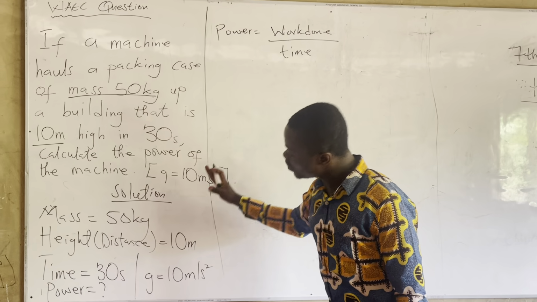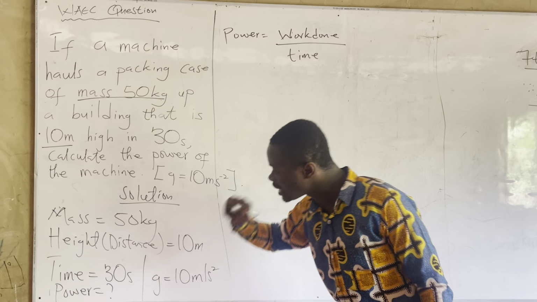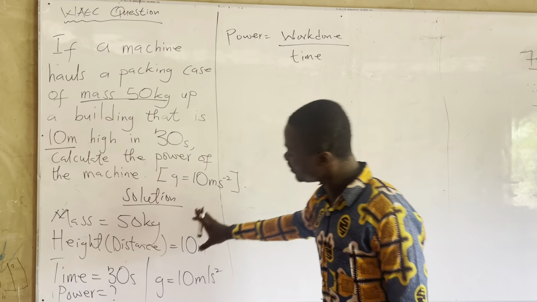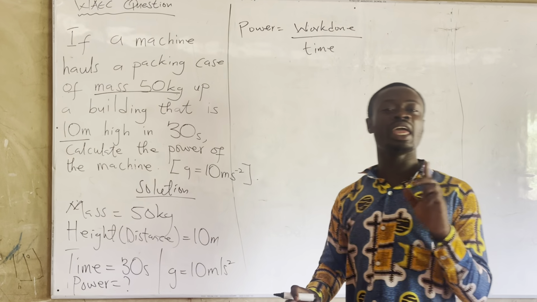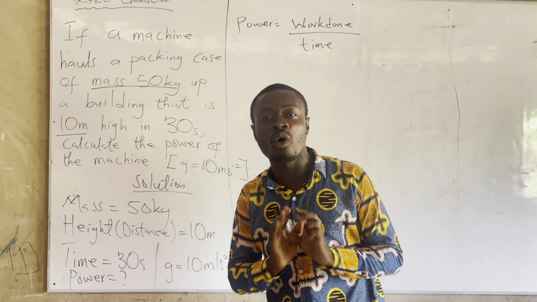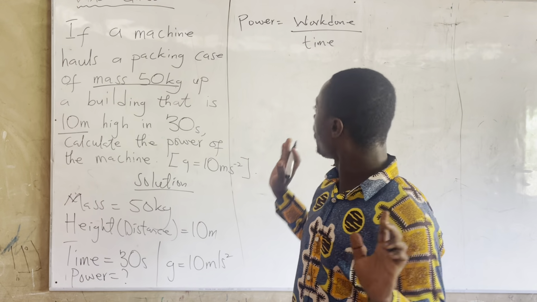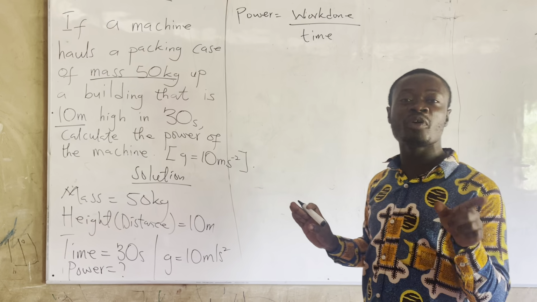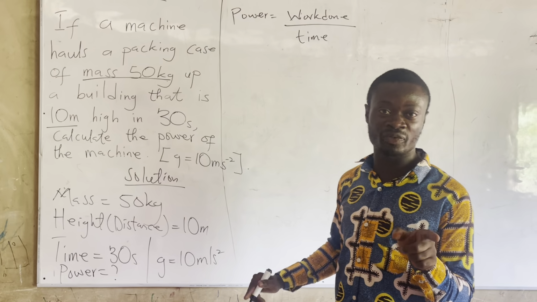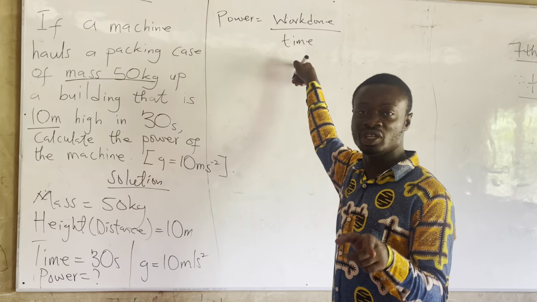So let's see, is work done in the question from the information that we gathered? Let's see if we can find work done in the question. So there is no work done here. So it means we should go and solve for work done first, because we know that power is equal to work done over time taken. But there is no work done here. Therefore, we have to go and solve for what? Work done before we can substitute it into this formula.